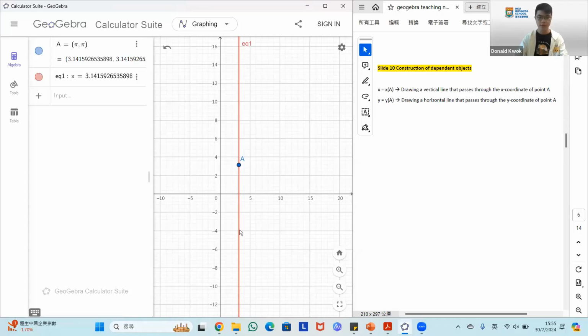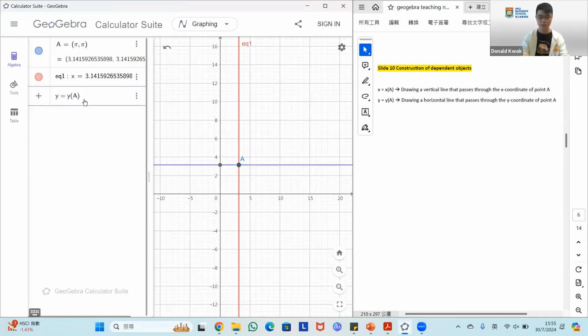As you can see, we have the vertical line passing through point A. X bracket A returns the x-coordinate of point A, which is exactly what we wish to construct. Similarly, if we want to draw a horizontal line passing through point A, then we just type y equals y bracket A would do. This is because y bracket A would return the y-coordinate of point A.